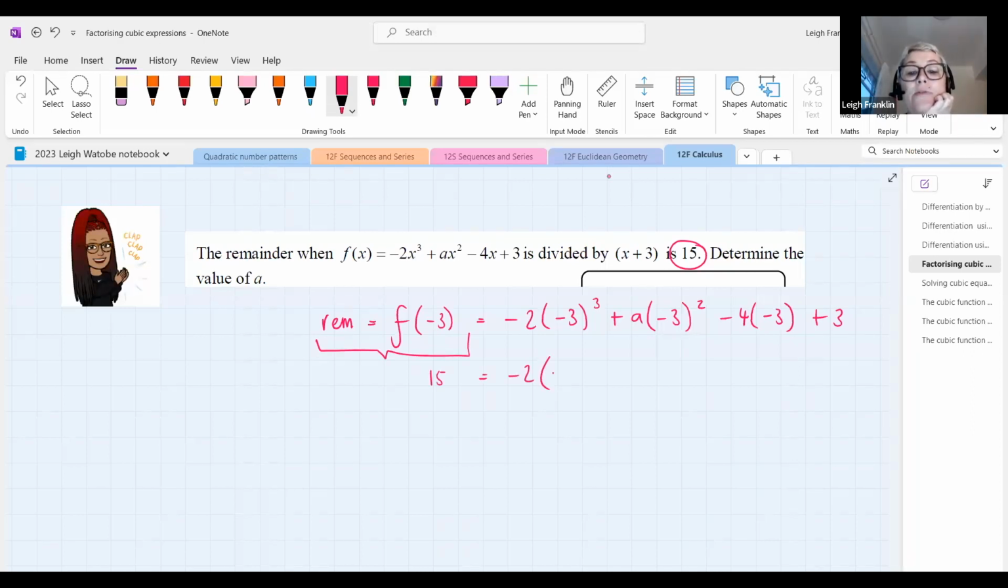And now it's our job to work out the value of a. So you guys try and solve for a and tell me what you get. You're going to do the rest of this and let's see if we get the same answer. Work out the value of a.